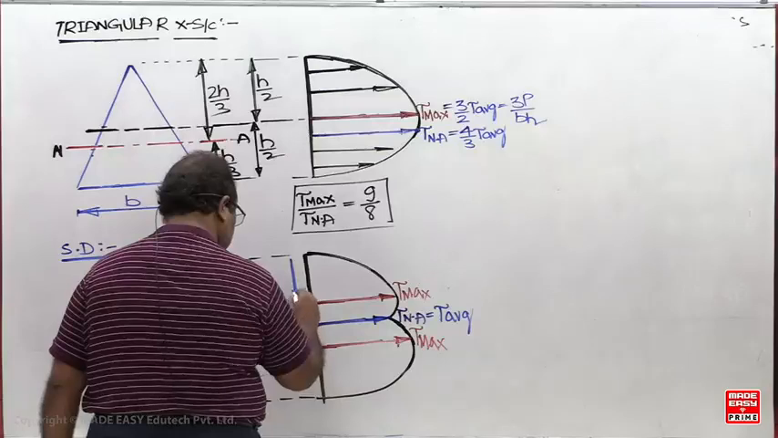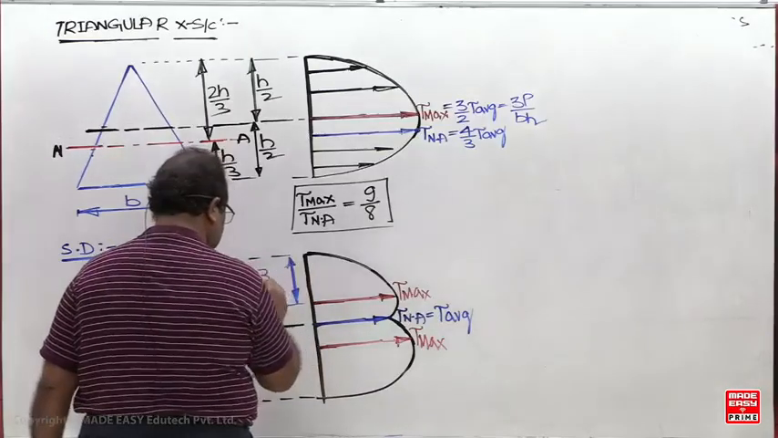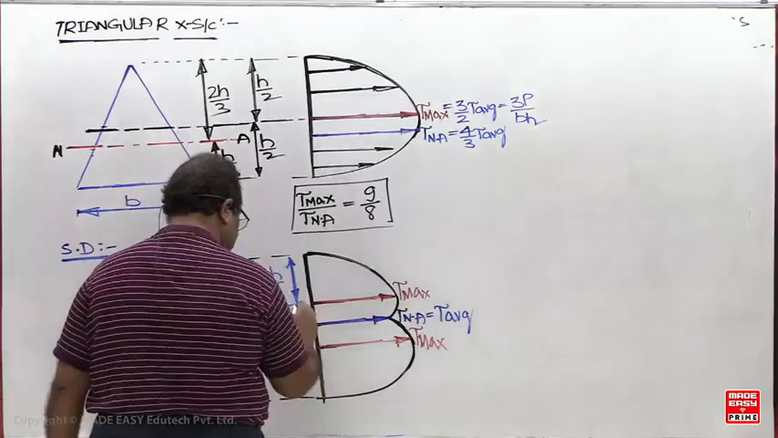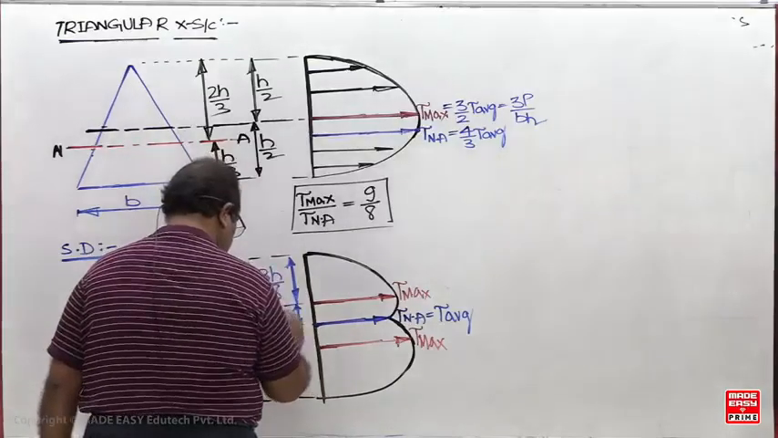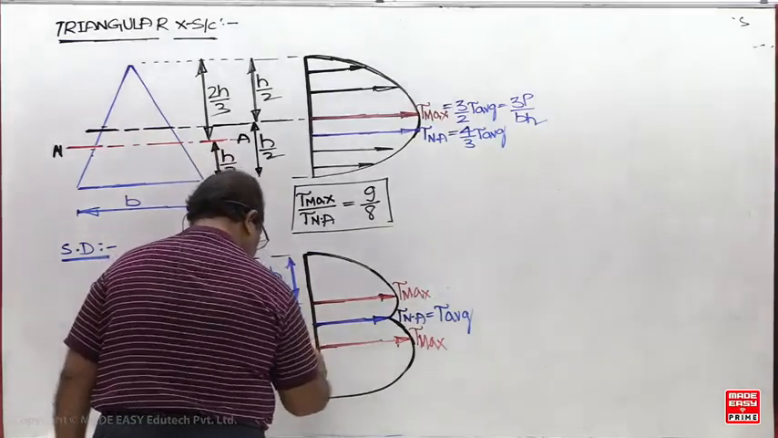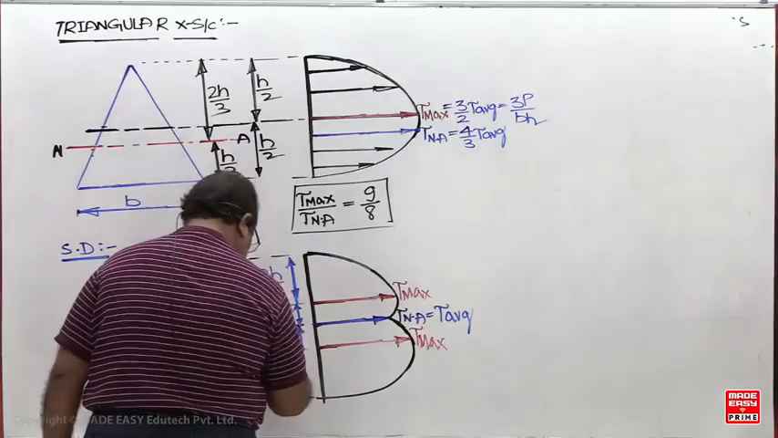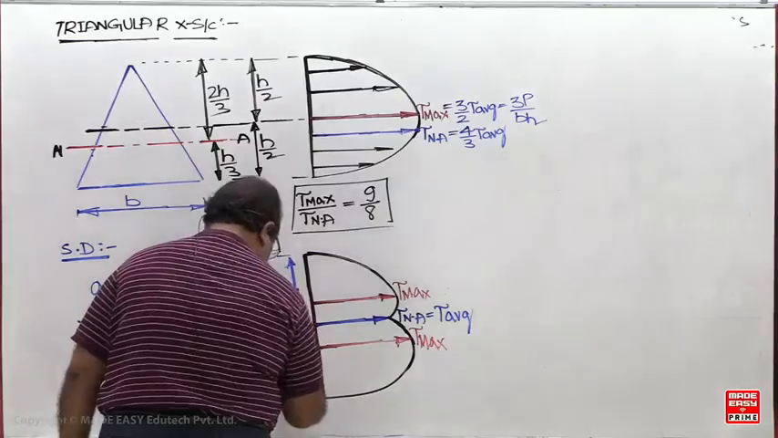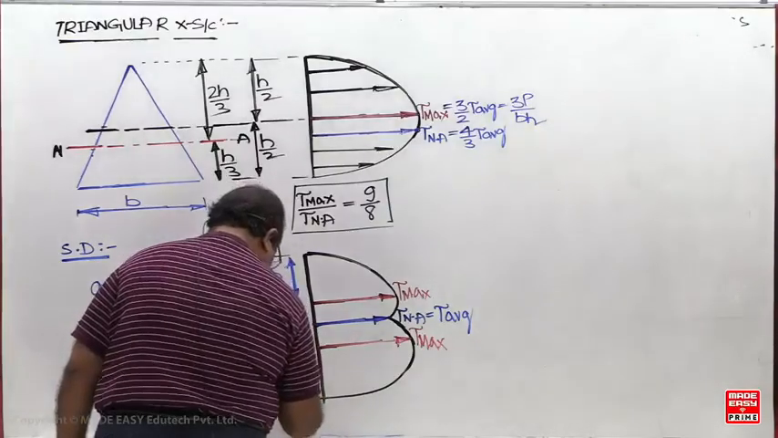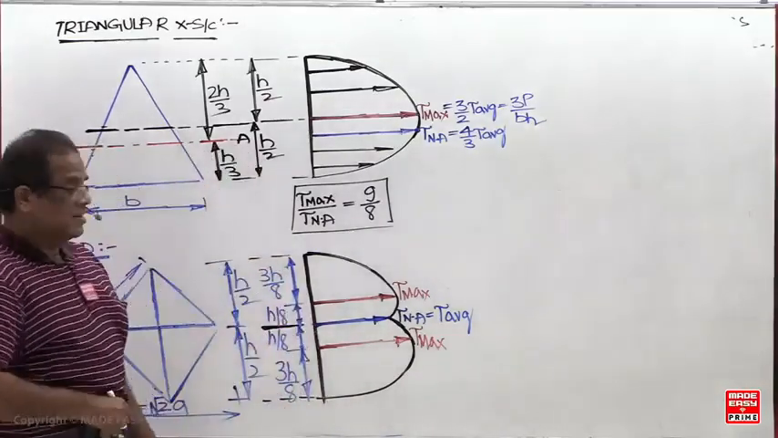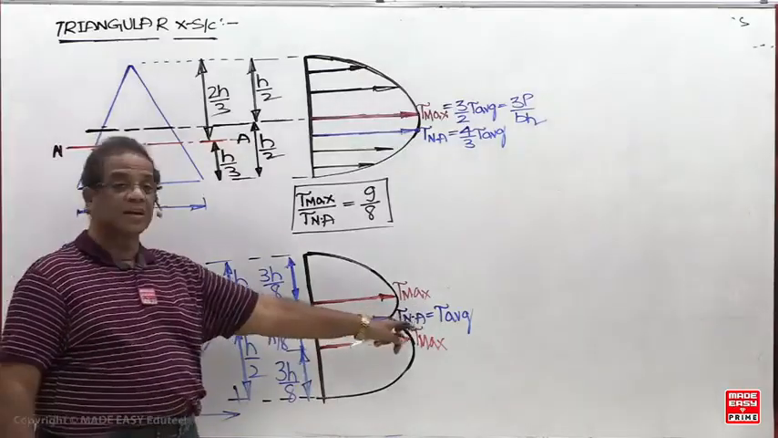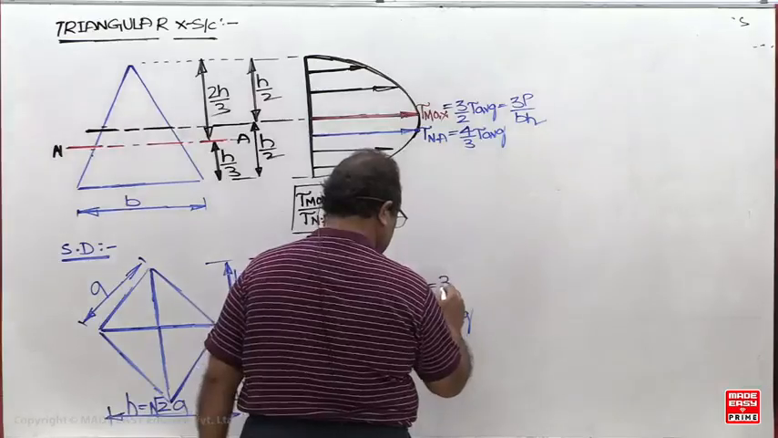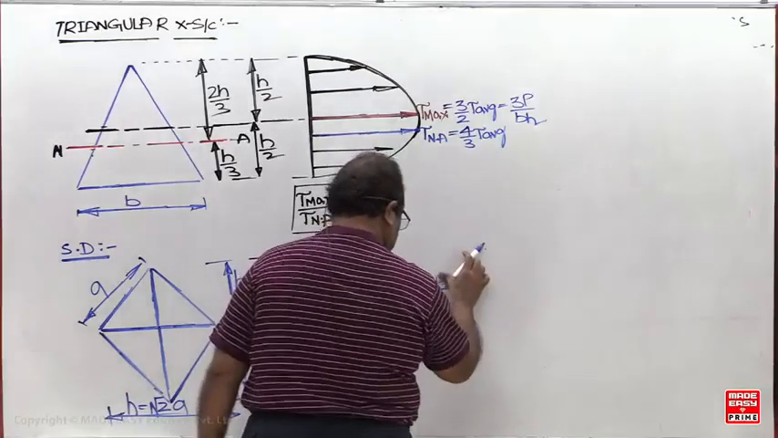So here it is maximum at a fiber located at a distance of 3h by 8 from the extreme, or h by 8 from the neutral axis. In the workbook the same question is given, now 4 variations are given for us to identify which is the appropriate variation. So it is once again not maximum at the neutral axis. At the neutral axis it is equal to tau average, but here this is 9 by 8.